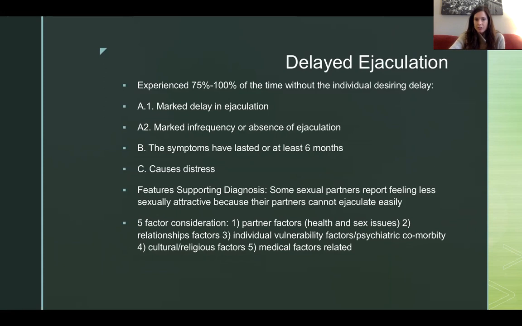And relationship factors, so communication, problems in the relationship, lack of trust, all those things can also impact sexual functioning in a relationship. So you want to ask about those things. And individual vulnerability are factors related to psychiatric comorbidity, so other mental illnesses that can contribute, or trauma or other past issues that could contribute to this. And then you also want to consider cultural and religious factors, as well as medical factors that could be related.